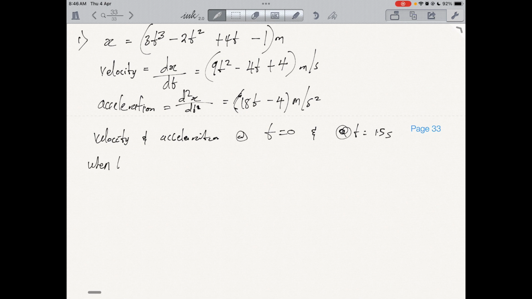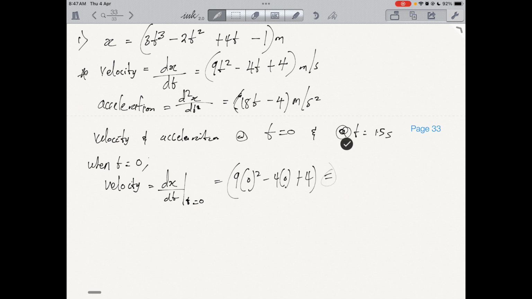So when t is equal to 0, the velocity is dx/dt at t equals 0. Wherever we see t, we substitute 0. So that is 9 into 0 squared minus 4 into 0 plus 4. Remember, the unit is meters per second, and our answer will be 4 meters per second.